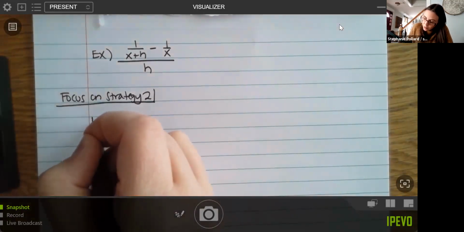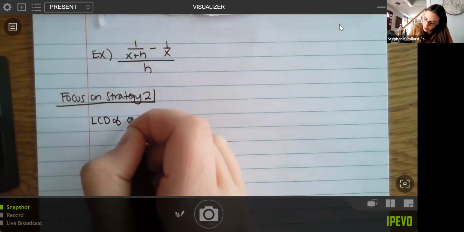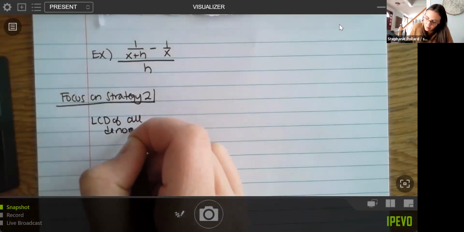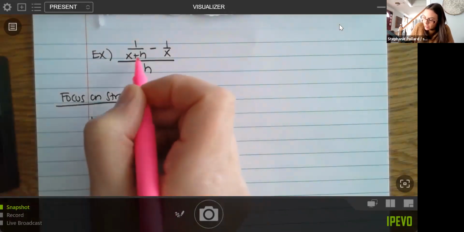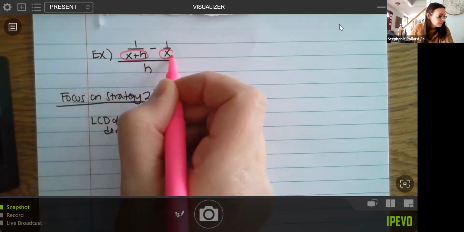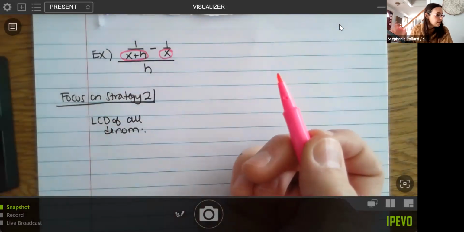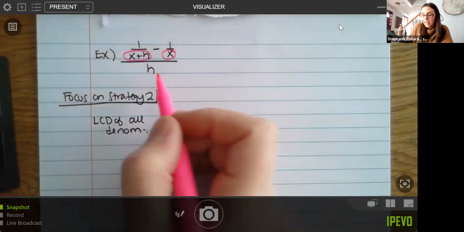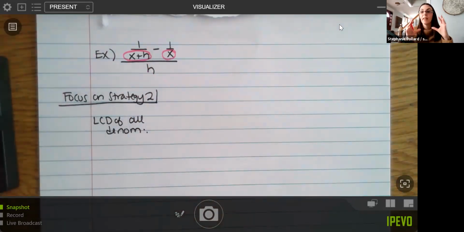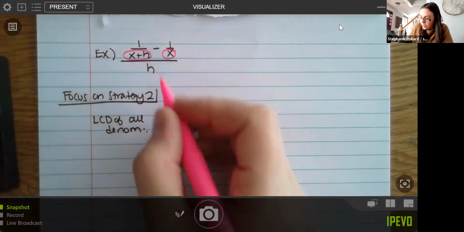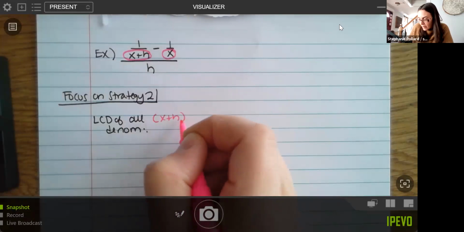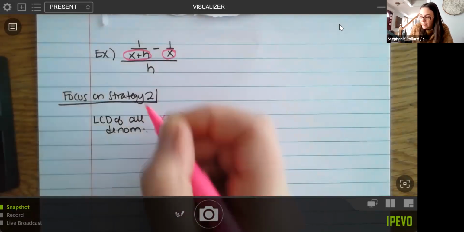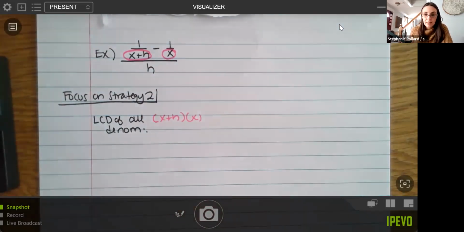So for strategy 2, you need the LCD of all denominators. So I have a denominator here and I have one here. Now, when I say denominators, I don't mean this h here. I just mean the fractions within the fraction. So those denominators are the ones that we're looking for. So I have one factor here of x plus h, and I have another factor of x. Those are different, so I do need to include them both in my LCD.